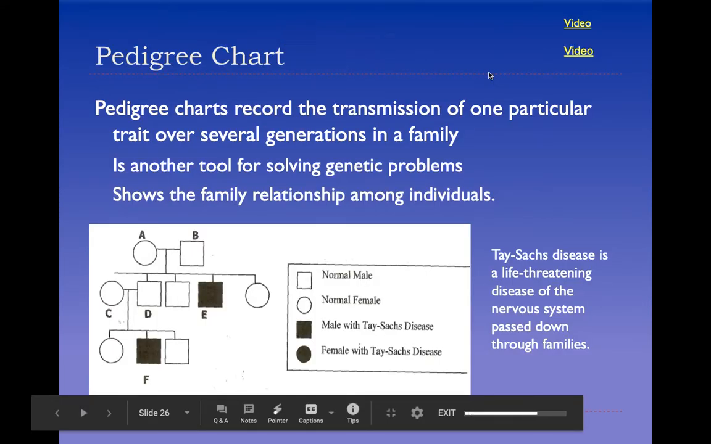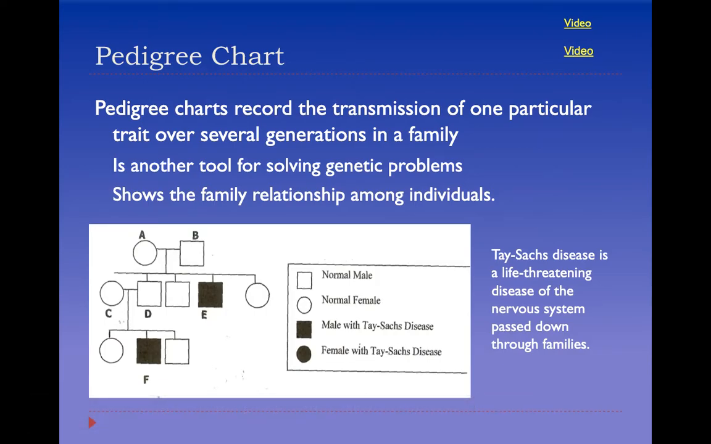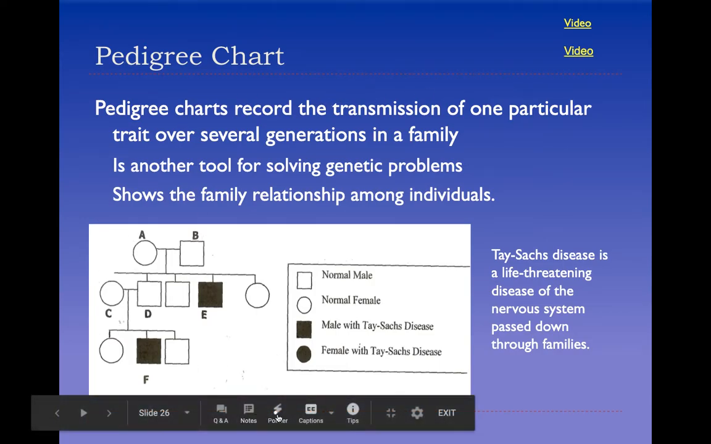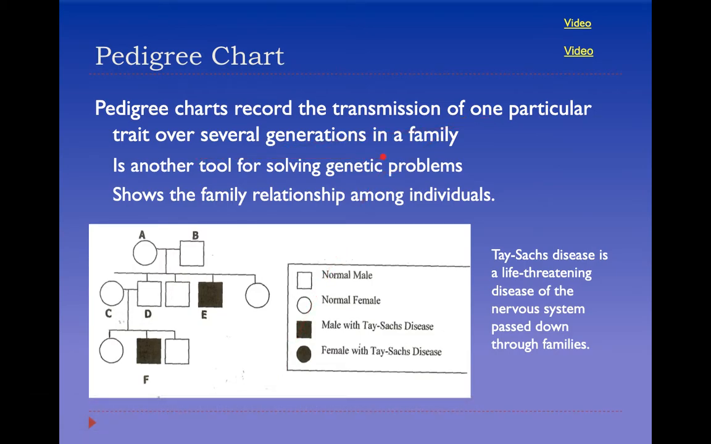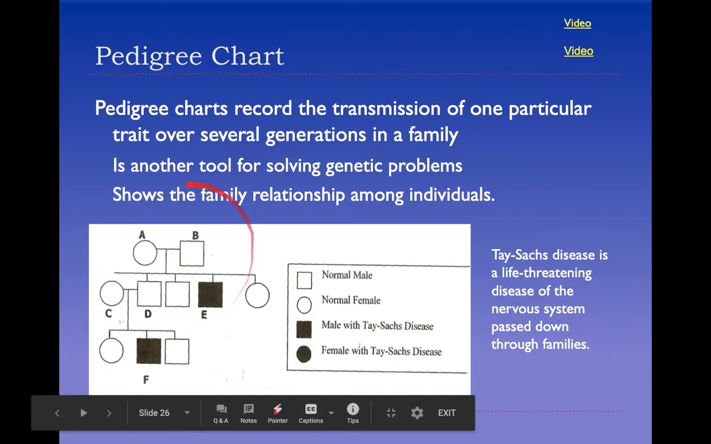In this order I'm doing the pedigree charts last, because we're going to talk about autosomal and sex linkage, and chapter 18 doesn't talk about sex linked at all. So a pedigree chart is what you're looking at here. It records the transmission of one particular trait over several generations in a family. Let's look at how to read this.